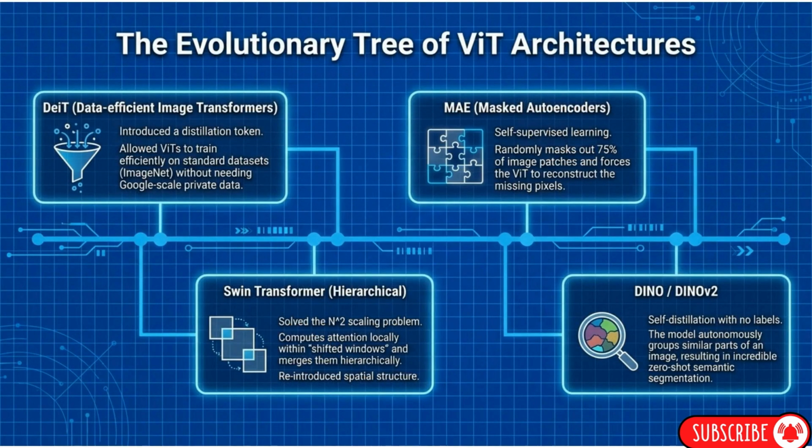After the original vision transformer, many improved versions were created. Some models focus on efficiency, like DeiT, which helps train ViTs with less data. Some models add hierarchy, like Swin Transformer, where the model processes image regions at different levels, similar to CNN feature maps. Other architectures combine CNN ideas and transformer ideas. So ViT is not just one model. It became a family of architectures for modern computer vision.